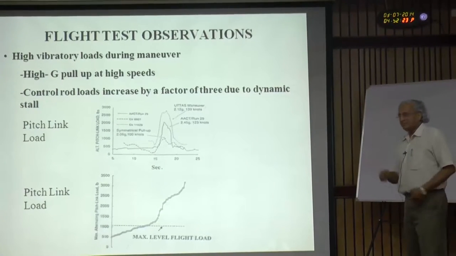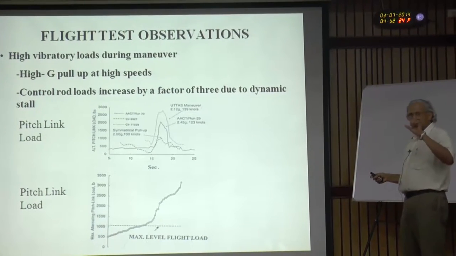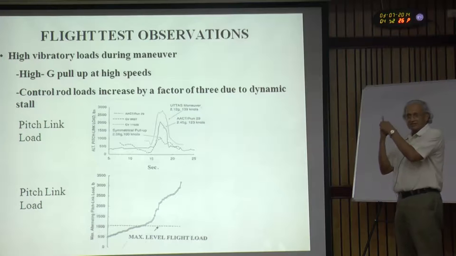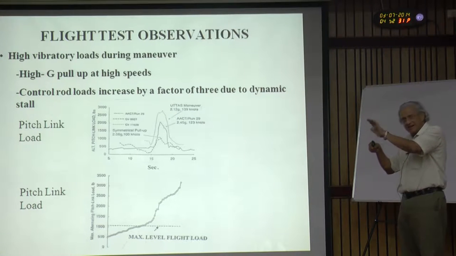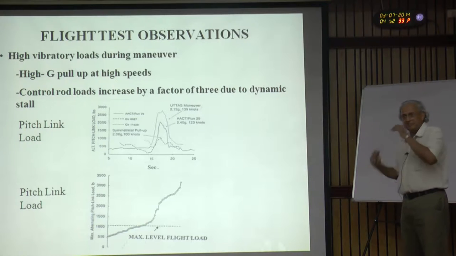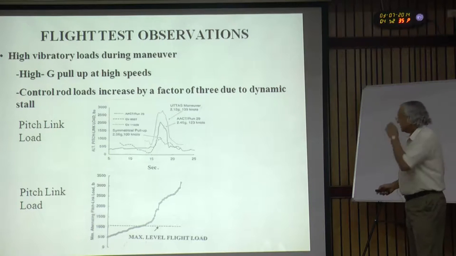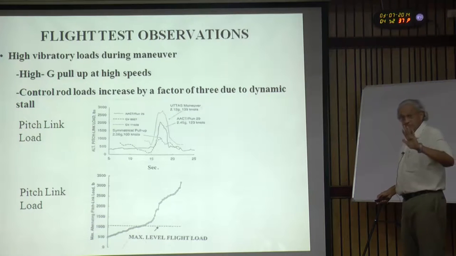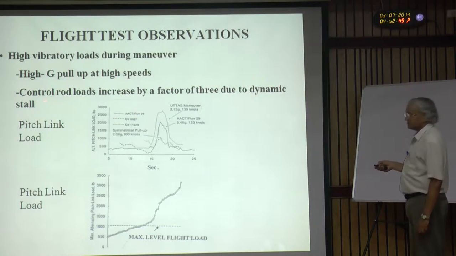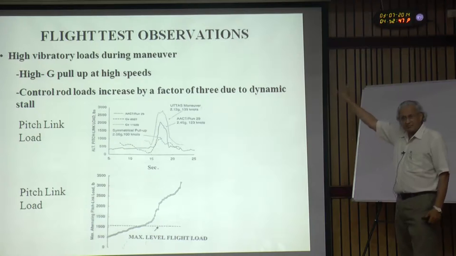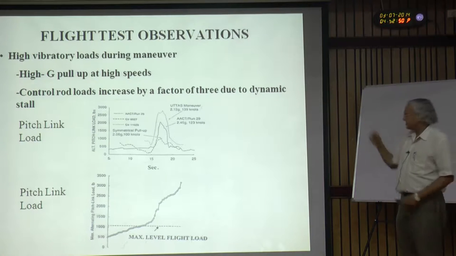High G pull-up. Now, the pitch link is a link which is connected to the blade root, every blade will have one, because that is used to change the angle of the blade. That is called the pitch link. Now they measured it. Even today it is a very challenging problem to measure that load. So the control rod loads increased by a factor of 3 due to dynamic stall. Dynamic stall means the rotor blade, these are all rotor aerodynamic loads.